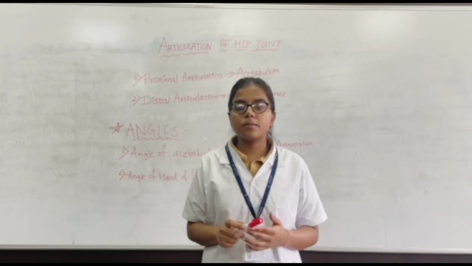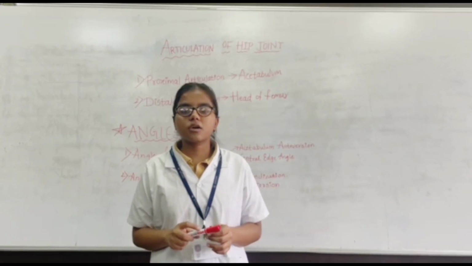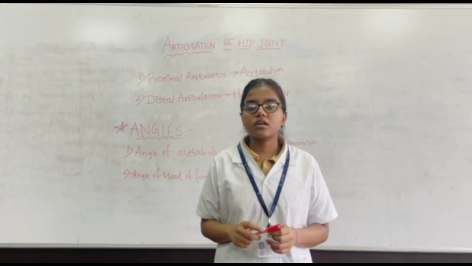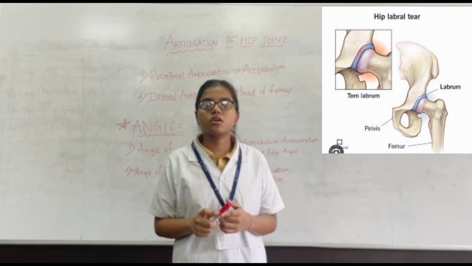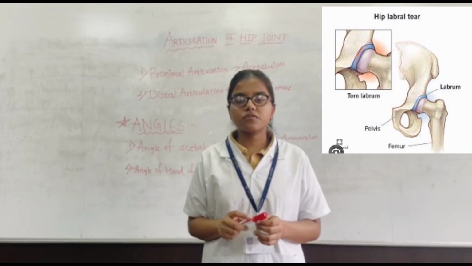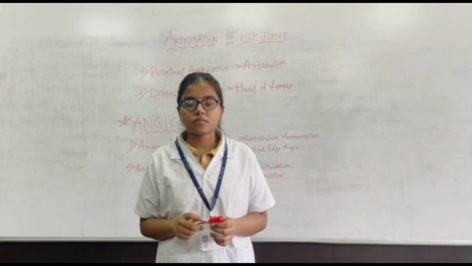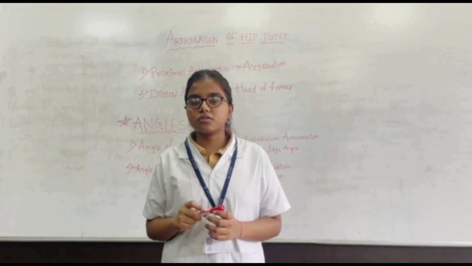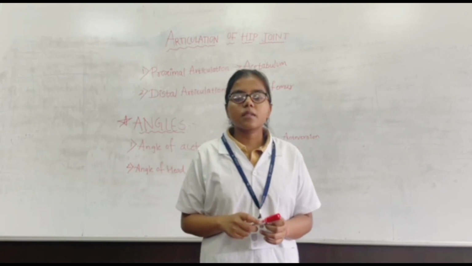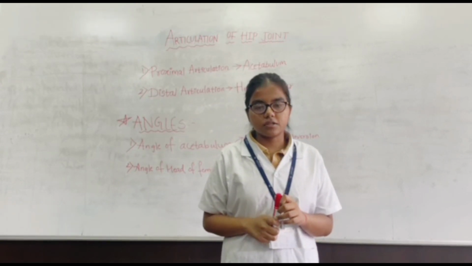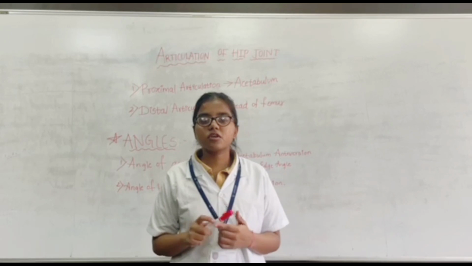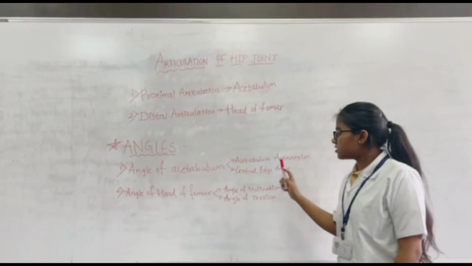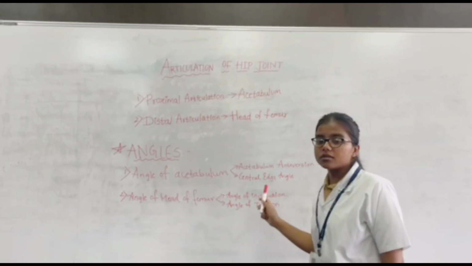Now talking about the labrum present in the acetabulum, it is a fibrocartilaginous structure which basically increases the depth of the acetabular bone, allowing the head of the femur to fit in it properly. It also helps in better lubrication because of high hydrostatic pressure. Mostly this labrum gets injured during flexion. The acetabulum has two angles, that is the acetabular anteversion and the central edge angle.